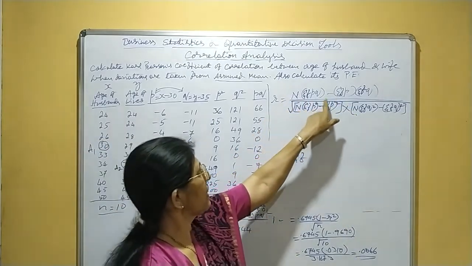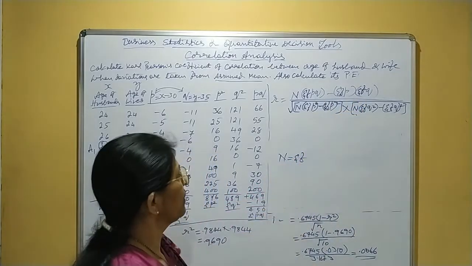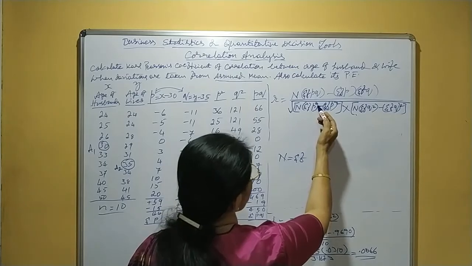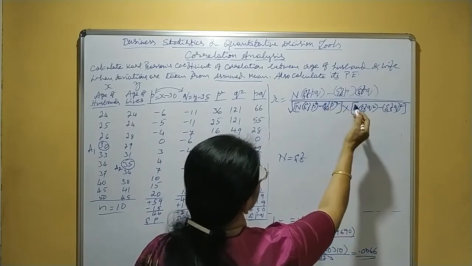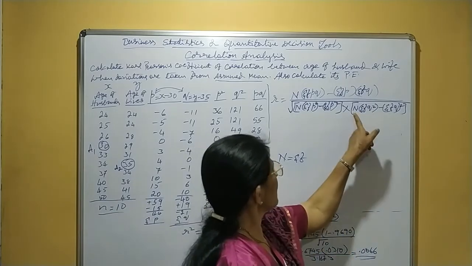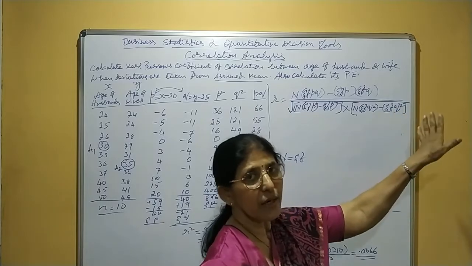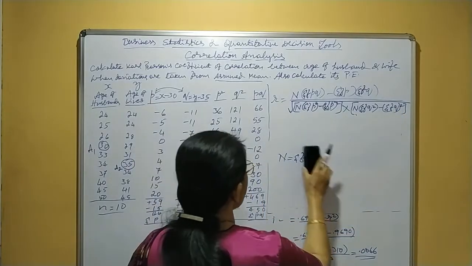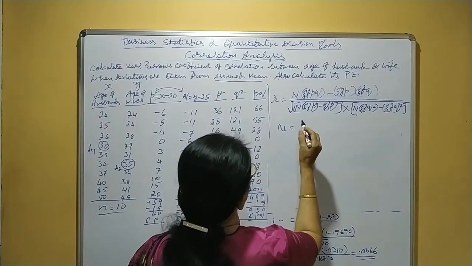N into sigma fpq minus sigma fp into sigma fq divided by square root of n into sigma fp square minus sigma fp whole square into n into sigma fq square minus sigma fq whole square. That's all.